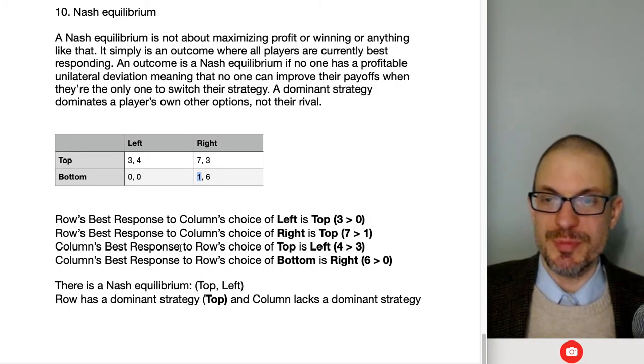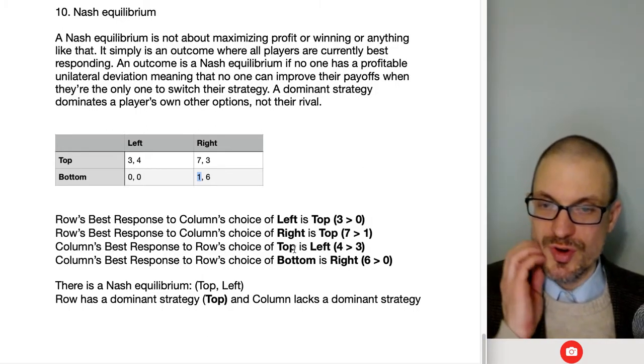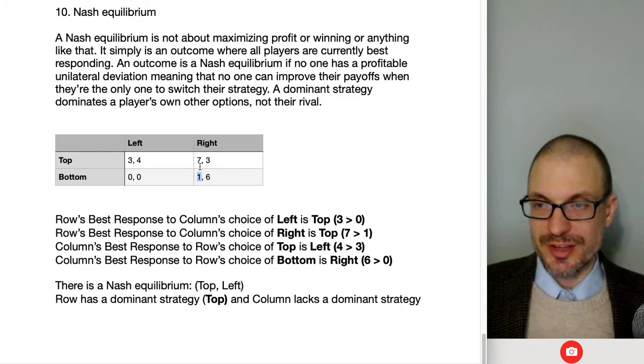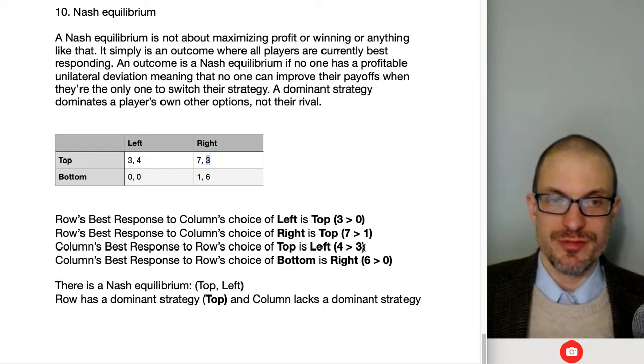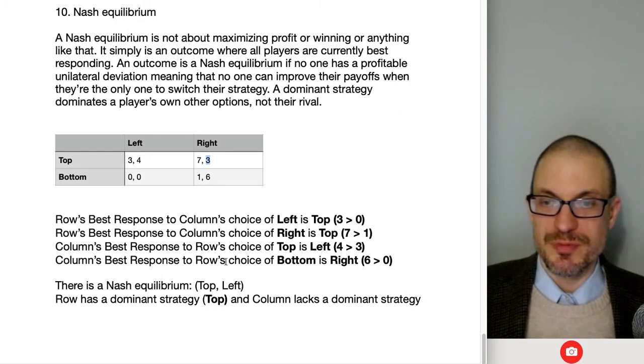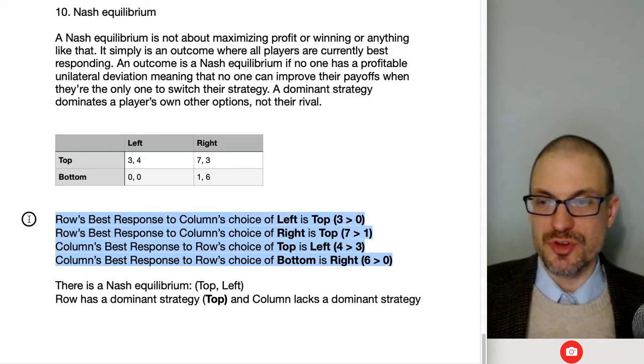All right, now column's best response to row's choice of top. Row selects top, column can control whether column's got a 4 or a 3. 4 is bigger than 3, so column's best response to row's choice of top is left. What about column's best response to row's choice of bottom? Row selects bottom, column can get 0 for choosing left or 6 for choosing right. We're going to choose right. So here we've identified all the best responses.